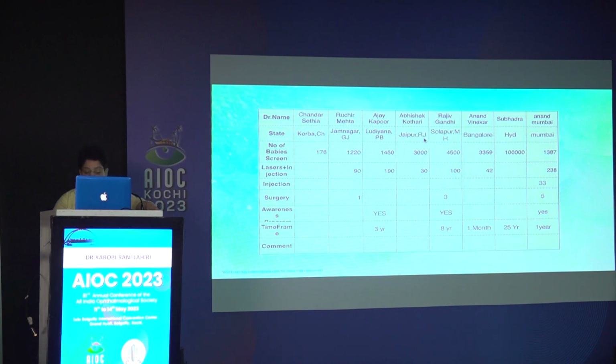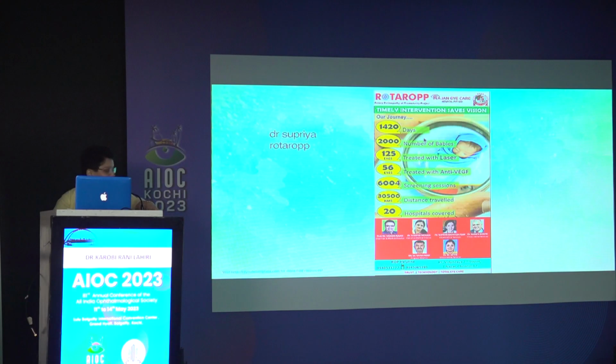Don't feel anything. Karobi, that 1 lakh is from all the 4 centers, not just Hyderabad. No, I mean, you encompass all the 4 centers. Yeah, so that's like all 4.